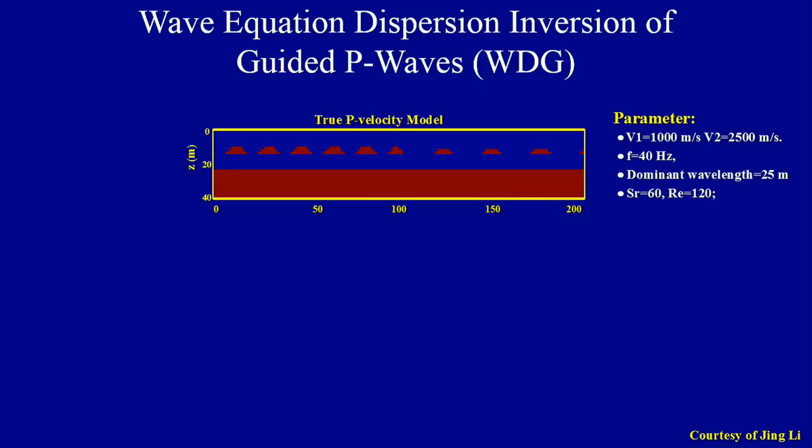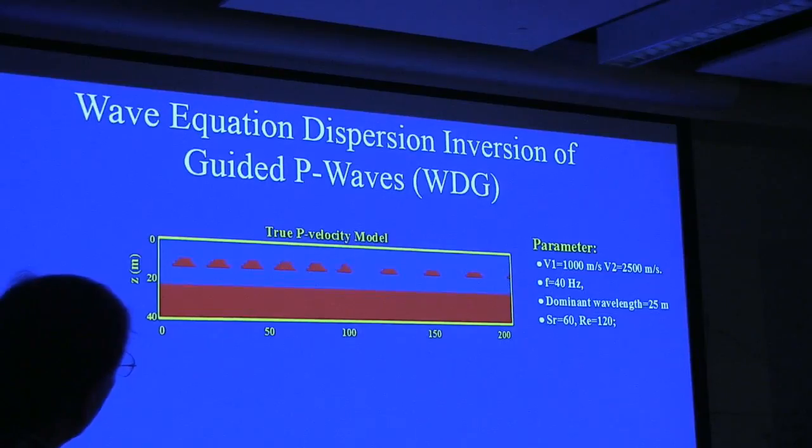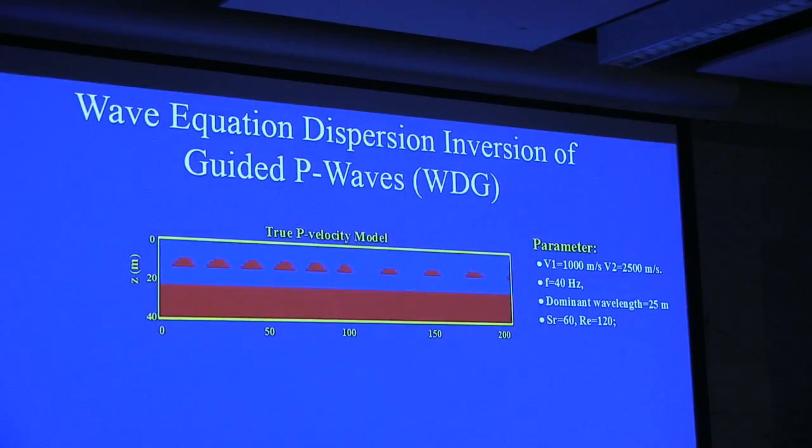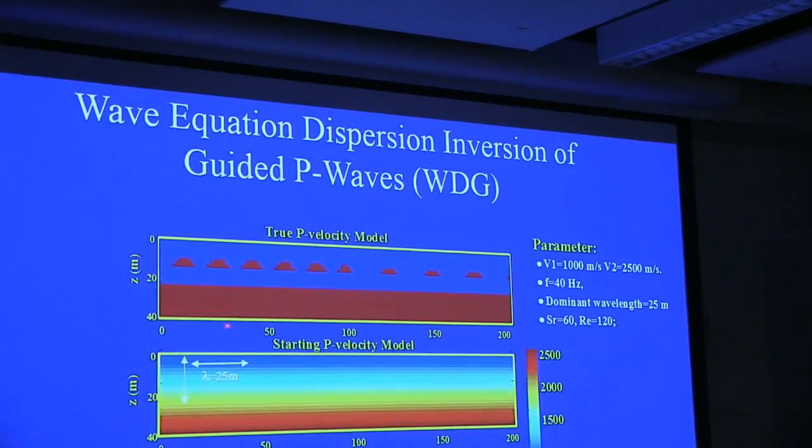Okay, so let's show some examples. This is a synthetic example. P velocity of the first layer is 1,000 meters per second. The P velocity of the second layer is 2,500 meters per second. Peak frequency of the Ricker wavelet is 40 hertz. And we have a number of sources and receivers on the surface, 60 sources and 120 receivers per source. So 60 shot gathers. Our starting model is like that.